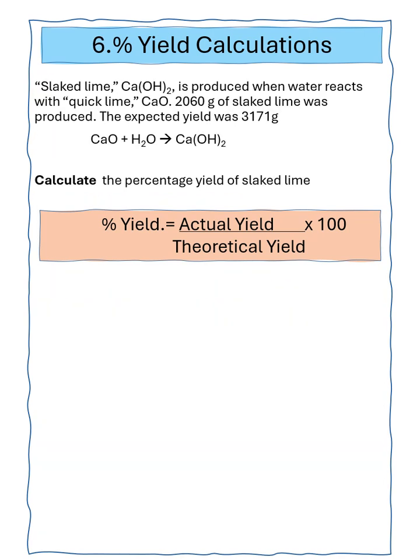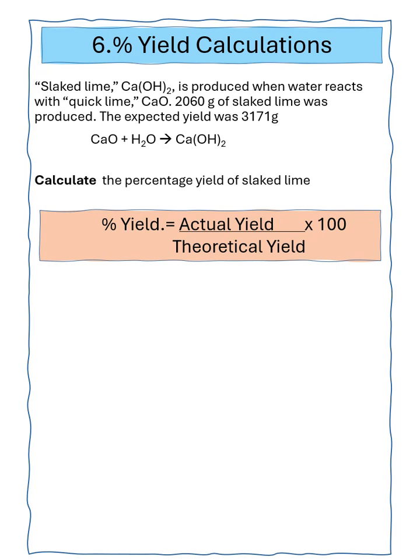Question 6. It says slaked lime is produced when water reacts with quicklime. 2060 grams of slaked lime was produced, the expected yield was 3,171 grams. Calculate percentage yield of slaked lime.